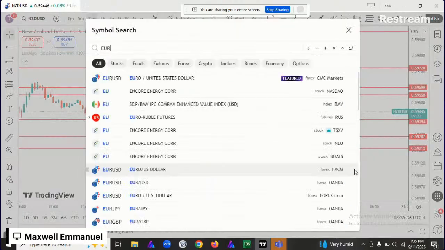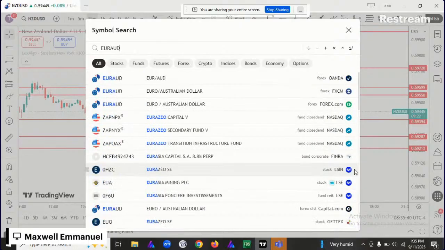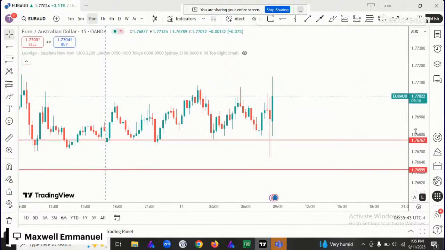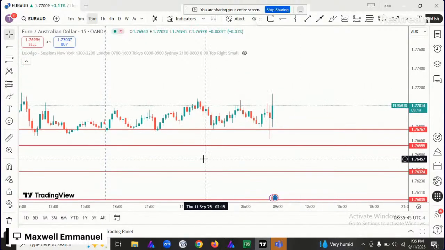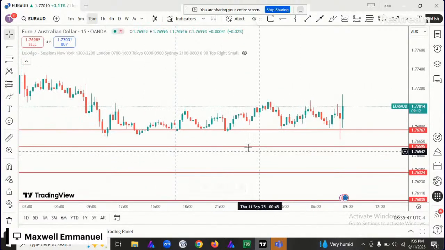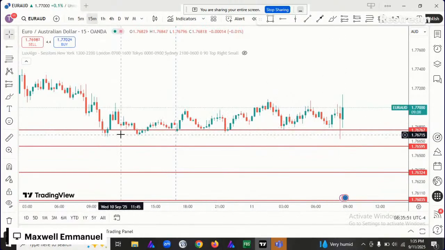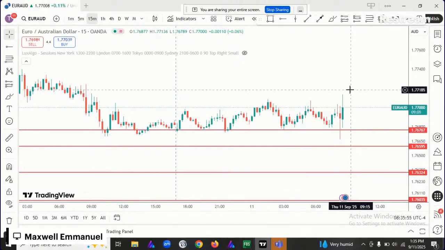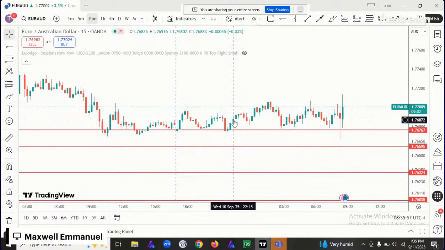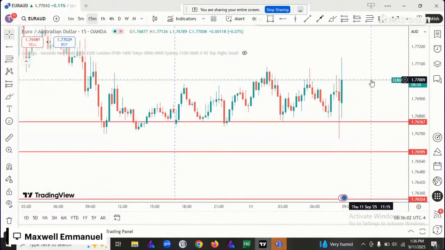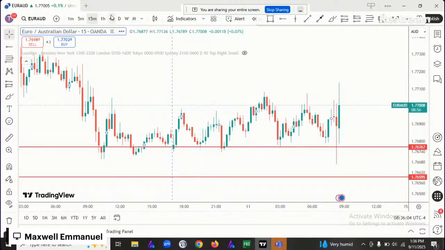Let's see Euro Aussie. Euro Aussie too. I said that Euro Aussie will be buy. You see what they did here? They swept the liquidity residing at this low. They've swept sell side liquidity. It wasn't swept buy side liquidity. So Euro Aussie is likely going to be bullish.